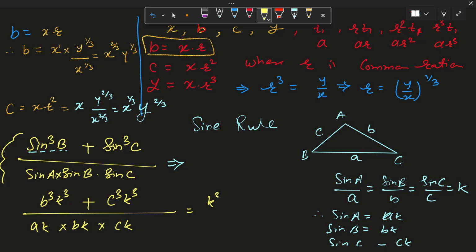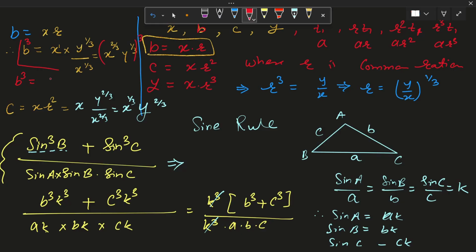Now my dear students, k cube I am taking common, so it will be b cube plus c cube upon, you can observe k appears 3 times in the denominator, so it becomes k cube into a into b into c. So here I can simply cancel the k cube. Now what will be b cube, my dear students? We already have b here, so if you take the cube on both sides, b cube will be x square y, as the 3 gets cancelled. Similarly you will get c cube.